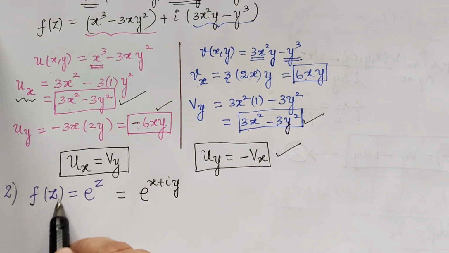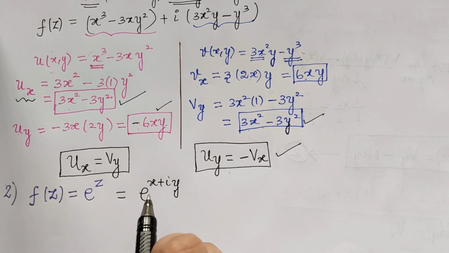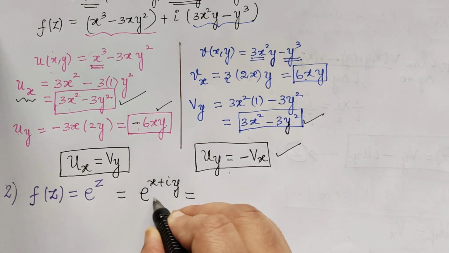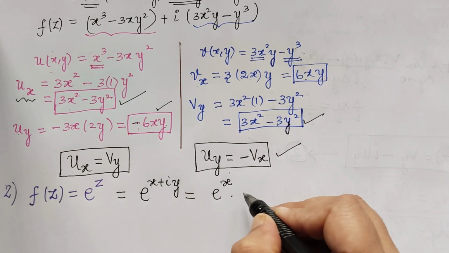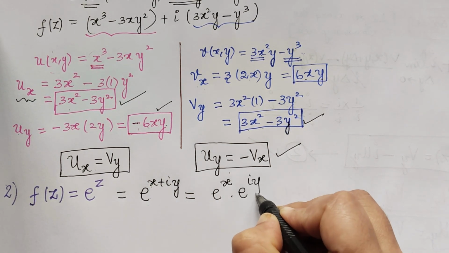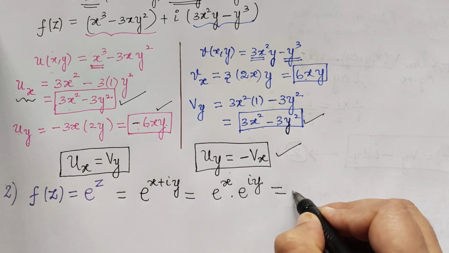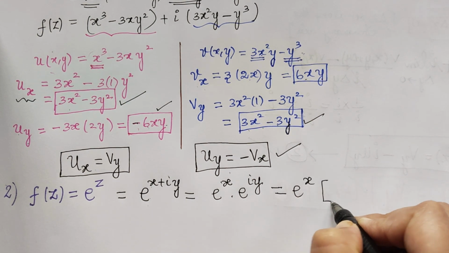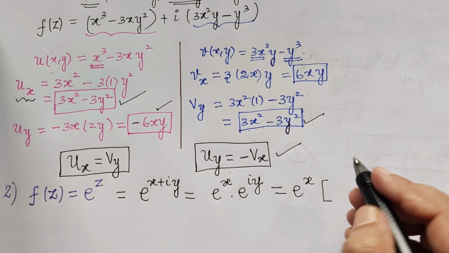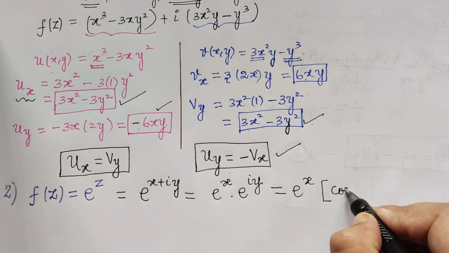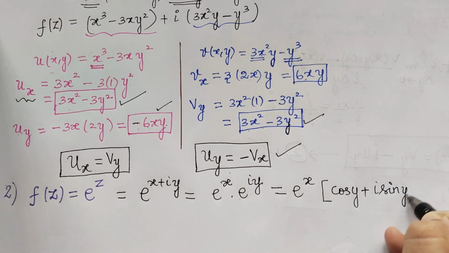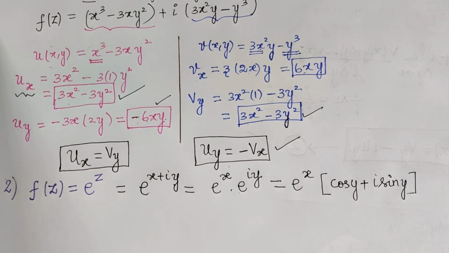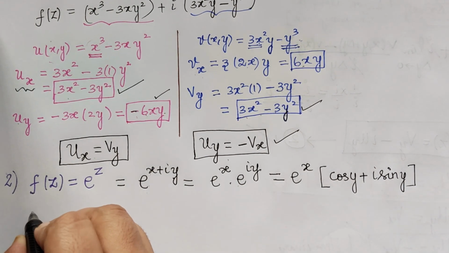Let us check whether this function satisfies the Cauchy-Riemann equations. For that we shall first split this up and write e power x multiplied with e power iy. Now further this will be equal to e power x, and by Euler's formula we know that e power iy can be written as cos y plus i sin y. Now separating this into real part and imaginary part, we get the values of u and v.